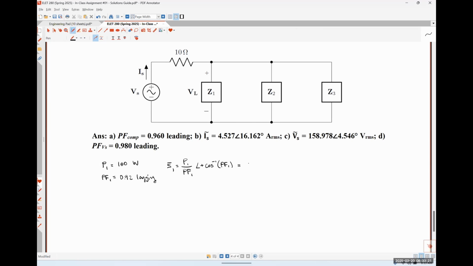And I got 108.696 with an angle of 23.074 degrees, volt amperes. I'm going to store this in my calculator as X. So before we move on from this, did anybody else get a similar result? And if your result isn't similar, make sure that you're getting the answer in polar form as I have it written here, because obviously rectangular form is going to give you different numbers.